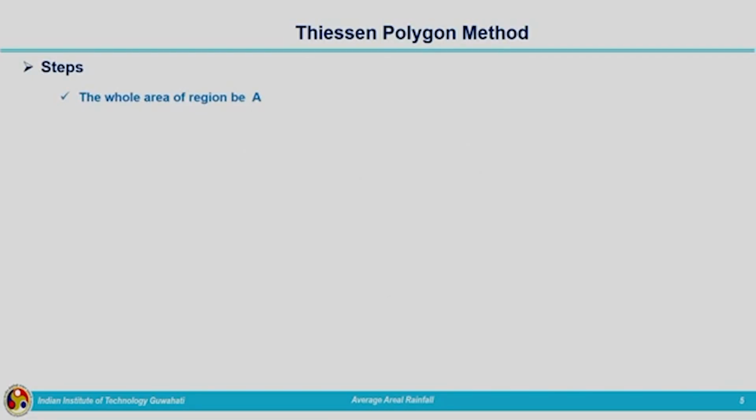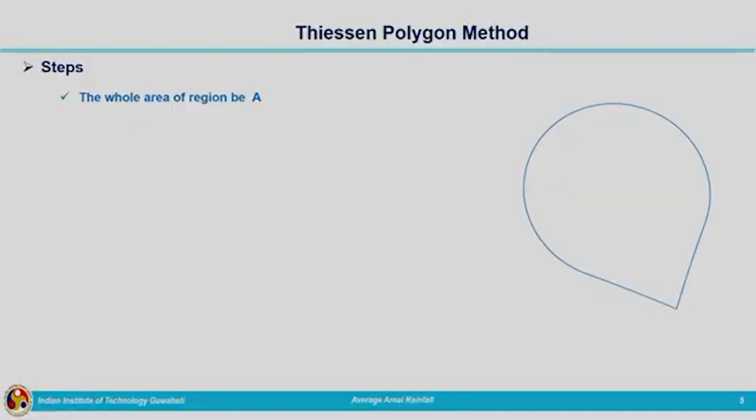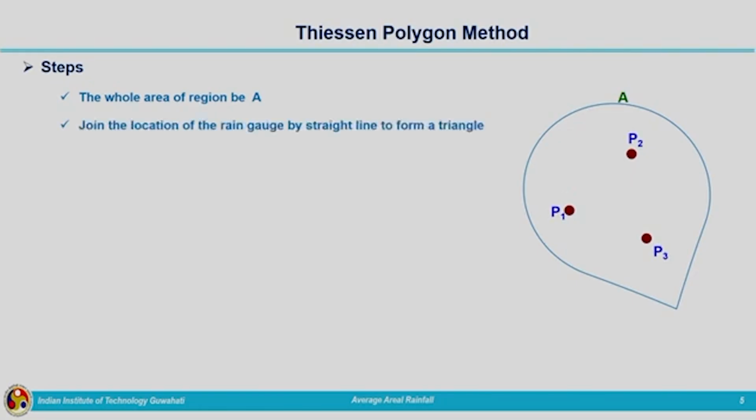Let the whole area of the region be A. We are considering a watershed or catchment, whatever be the area, which contains a number of rain gauges. Let that area be capital A. This is a representative figure showing the catchment with area A, and within it we have different rain gauges present. Here I have considered 3 rain gauges. These are the precipitations from the 3 rain gauges: P1, P2, P3.